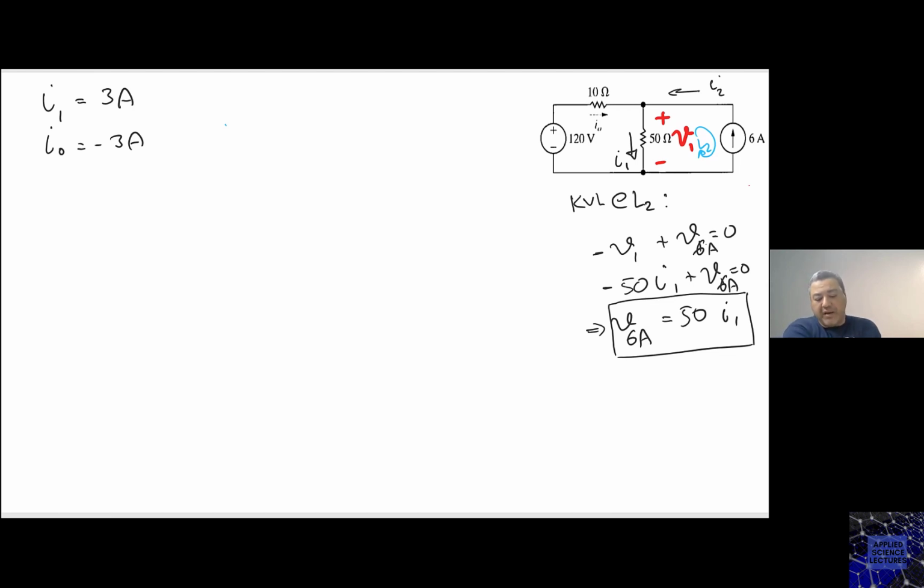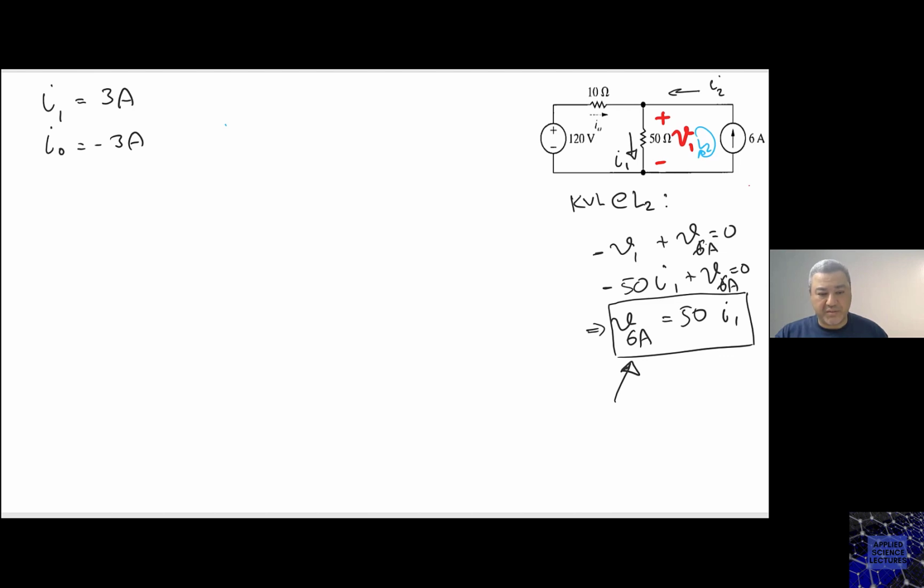Writing a KVL with the existence of a current source is going to add one more variable to me. So this equation did not help me. This equation added a second variable to my variables. I'm looking for the variables that I have already, which are the I naught and I1. I don't want to add, so it did not help me.